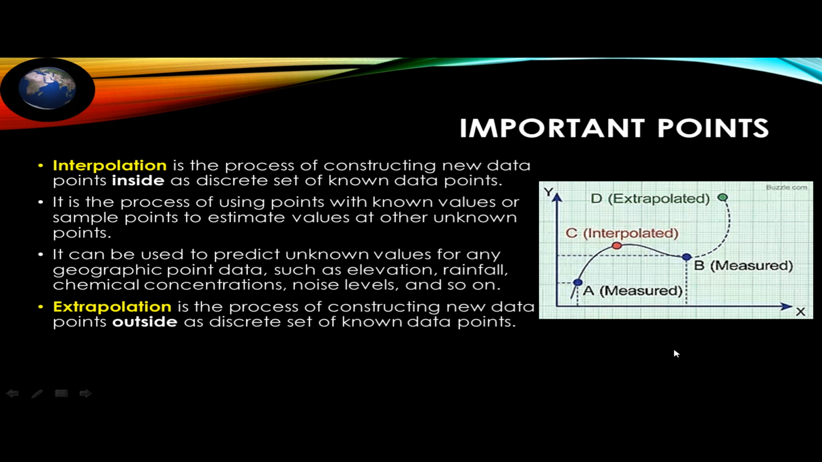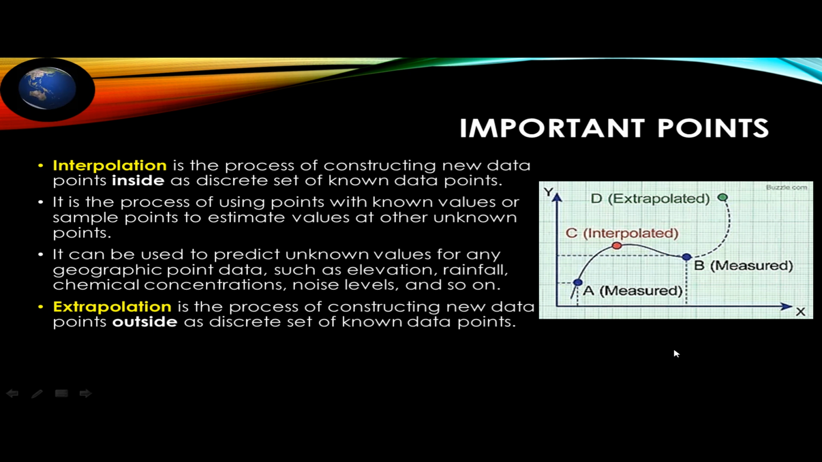So a few more important points that sir has taught. There are interpolation, extrapolation, and contour mapping. These are the basic spatial techniques which have been taken care of in our GIS. Okay.